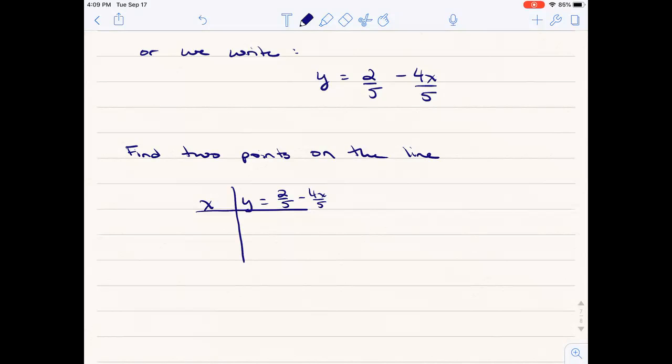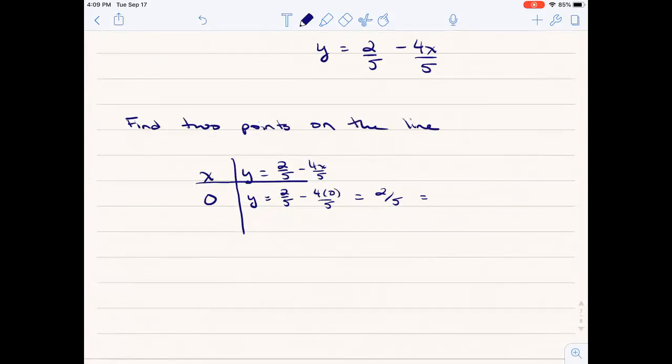I'll always use x equals 0. It's the easiest thing to deal with. And so when x is 0, I get y is 2 over 5 minus 4 times 0 over 5, which is 2 over 5, which is 0.4. Let me just check. Yeah. Okay. So in terms of an ordered pair here, when x is 0, y is 0.4. We could draw that point right away, but I'll find the second point first.